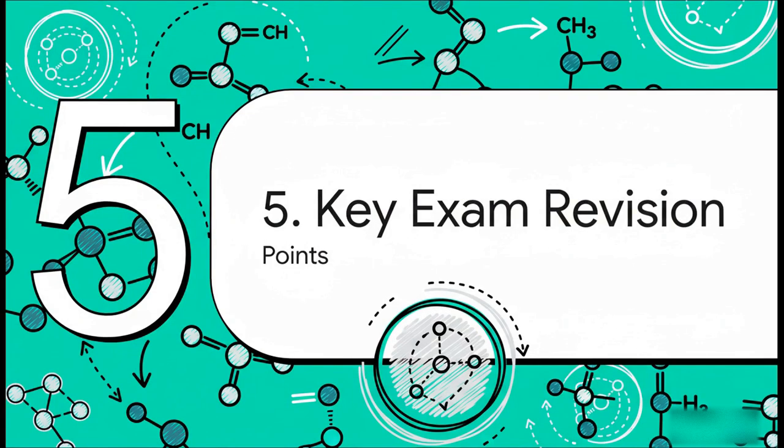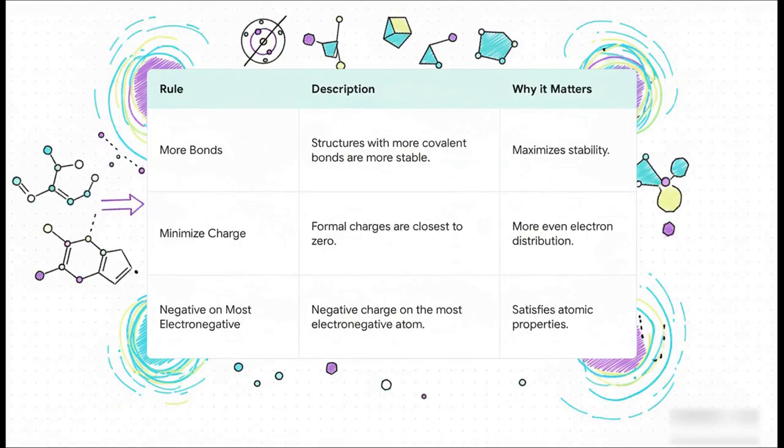Okay, let's pull all these ideas together. We're going to wrap up by summarizing the key points you'll definitely want to have in your back pocket for any exam. Think of this table as your ultimate cheat sheet for resonance. When you've got a few different resonance structures and you want to know which one is the most important, which one contributes the most to the real hybrid, just run down this list. Does it have more bonds? Are the formal charges minimized? Is the negative charge on the right atom? The structure that checks these boxes is going to be your major contributor.